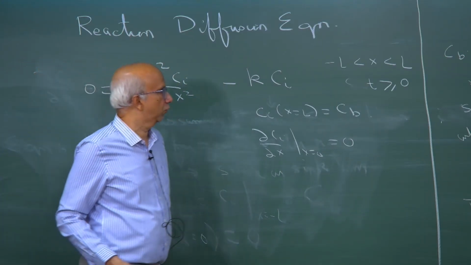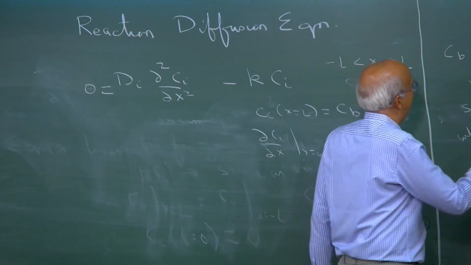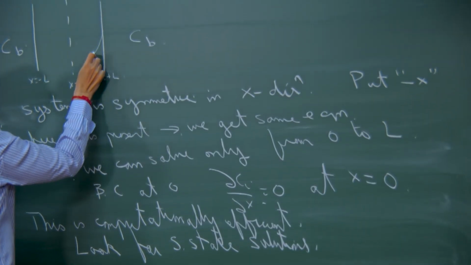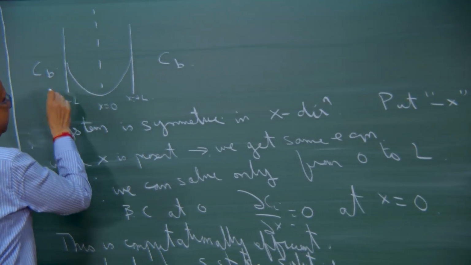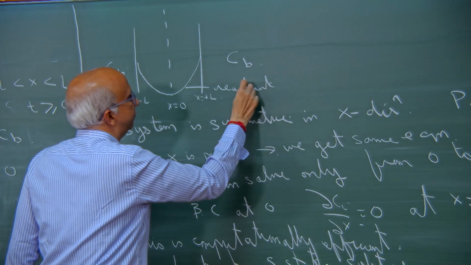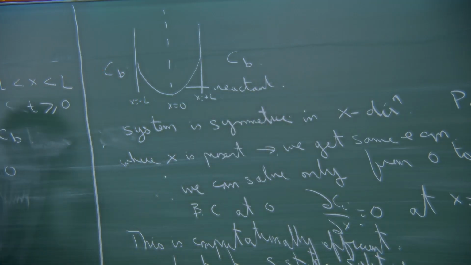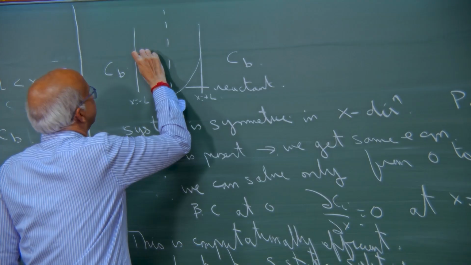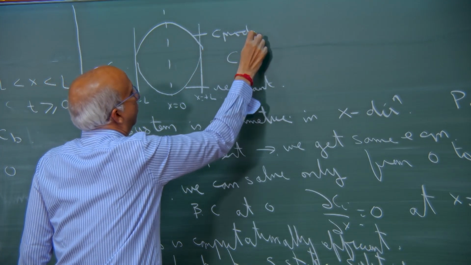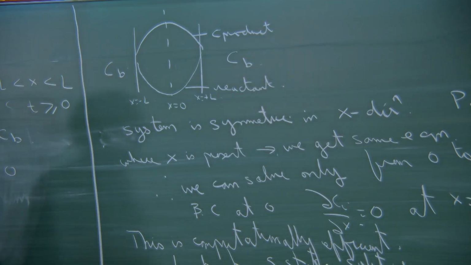If it is a reactant, I am expecting the reactant will get consumed as it comes in, right? So the reactant profile will be like this. This is for reactant. And for product, it will be something else, the opposite of that. This is the product. How is the product concentration going to be inside my catalyst? It will be like that.